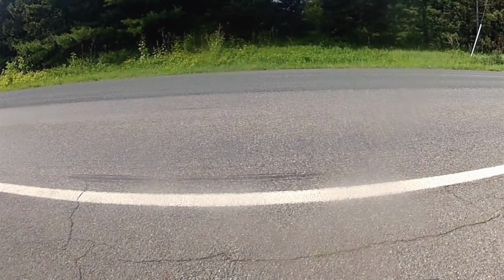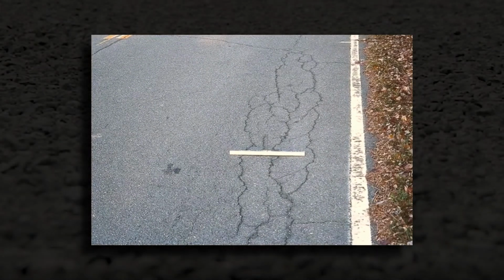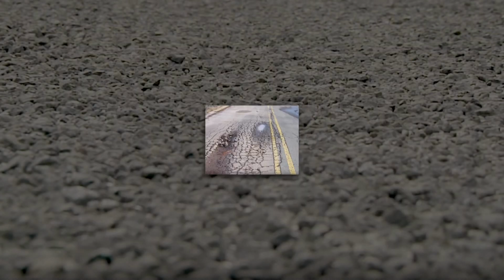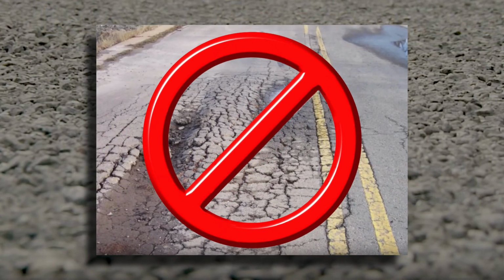Cracks in the pavement are the primary means of water entry. Pavements with fatigue cracking, known as alligator cracking, are not suitable for chip seals. Alligator cracking is a sign of structural failure and cannot be corrected by a chip seal.